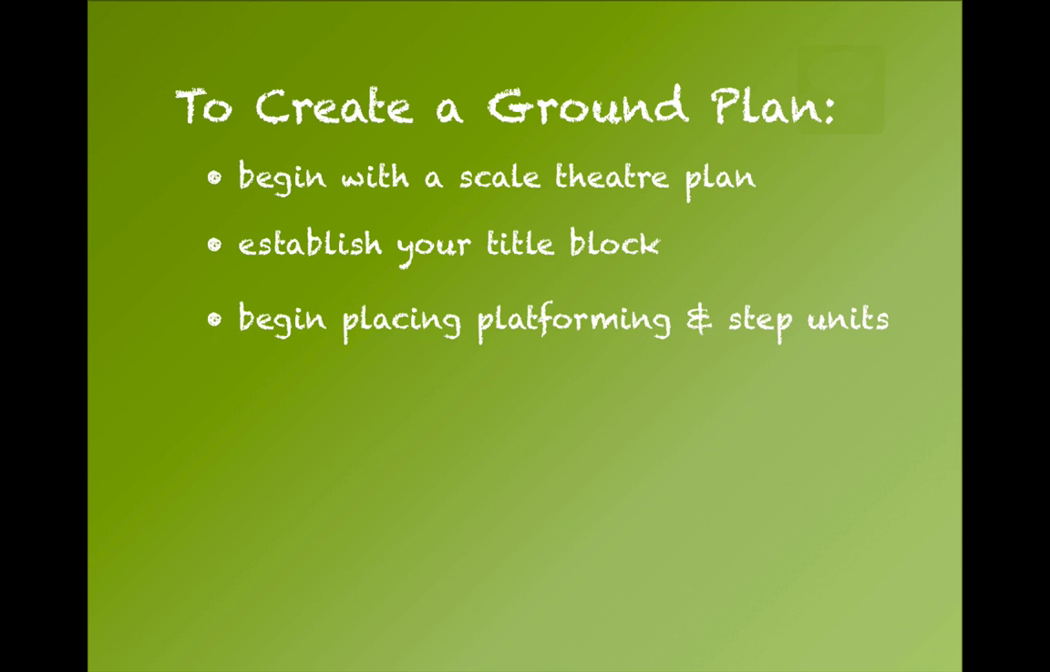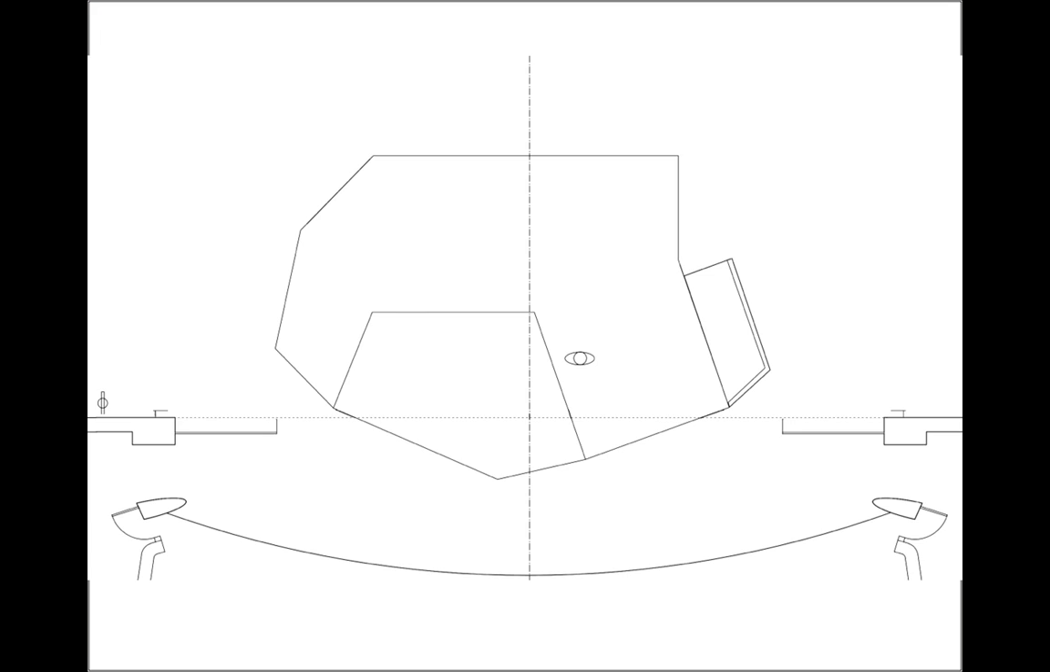We begin by placing the platforming and the step units. So here is a zoomed in view of our theater ground plan, and we've established the basic layout of where the platforming is going to be. Using the center line and using the plaster line, it helps determine how much it's going to stick past the plaster line out onto the apron of the stage and how it's positioned left to right from center of the stage.